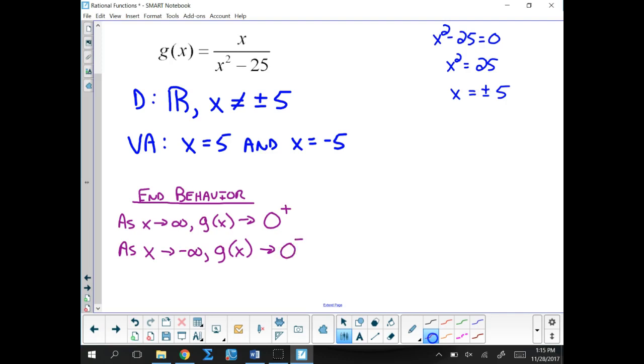Now, the last class said, well, because the first one was 0 from above, the second one had to be 0 from below. That's a lot. Okay? You still have to do the logic to prove it, because we will have some today that are both from above, or both from below. Okay? Now, asymptote behavior. How many asymptote behaviors do I have?